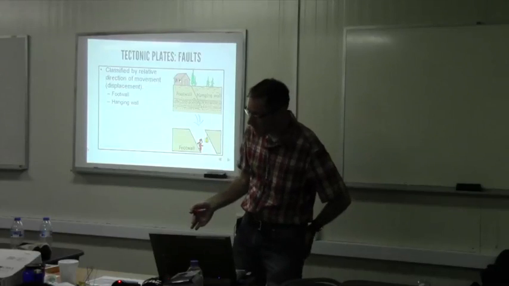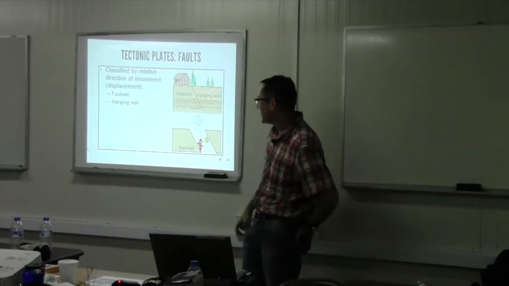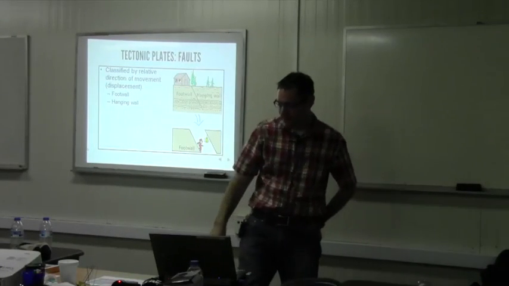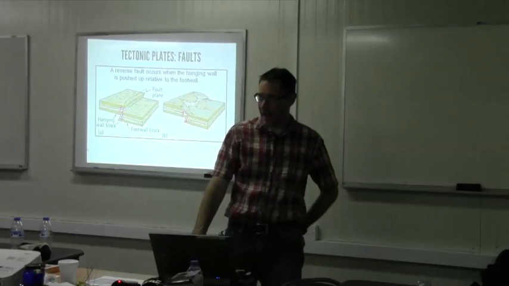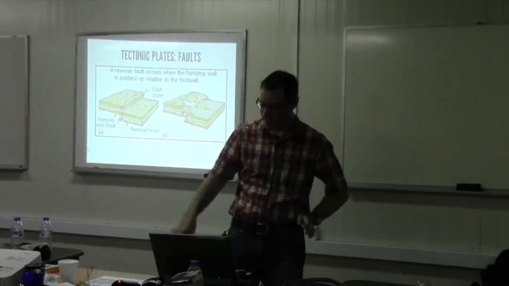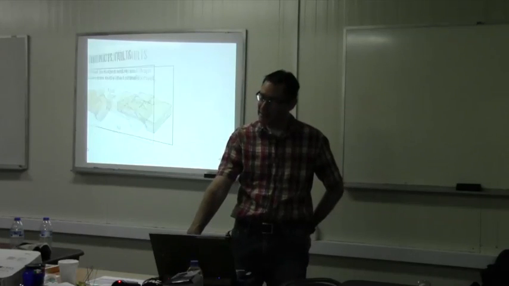There are different types of faults where you've got a footwall and a hanging wall, and if you actually get an earthquake, you can get the separation. You've got reverse faults, which is the opposite way. Don't worry about the details there. And let's see, normal faults, the hanging wall drops down and hangs down.